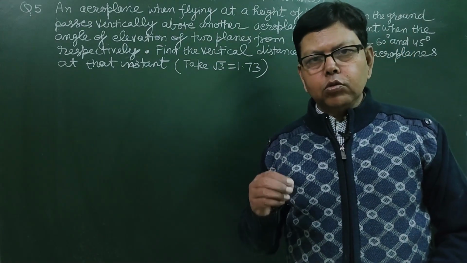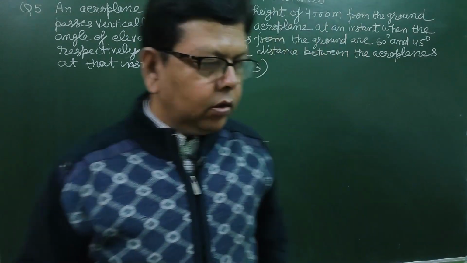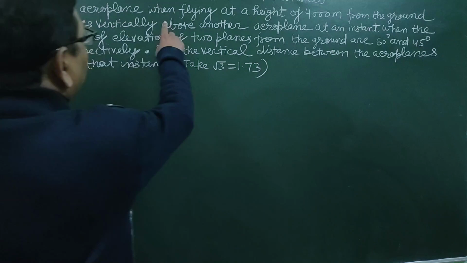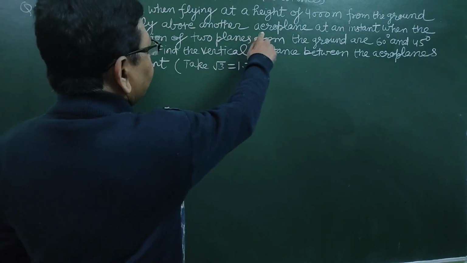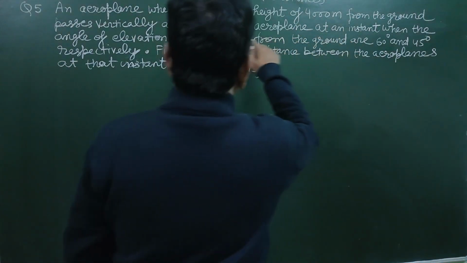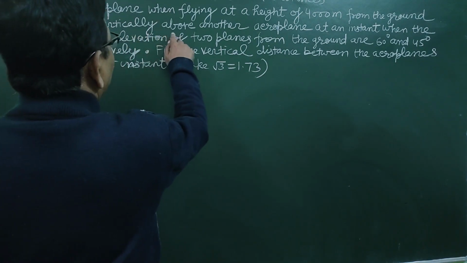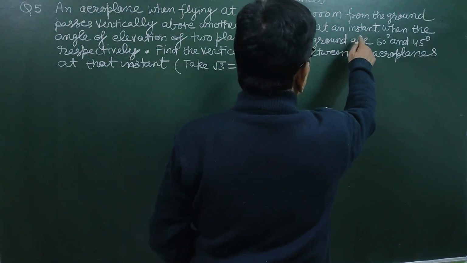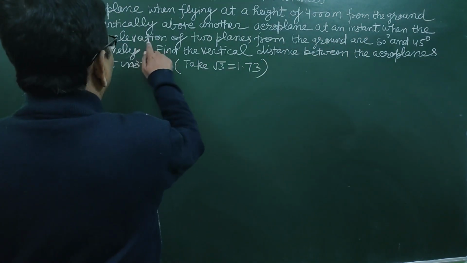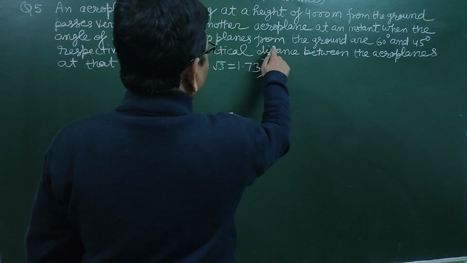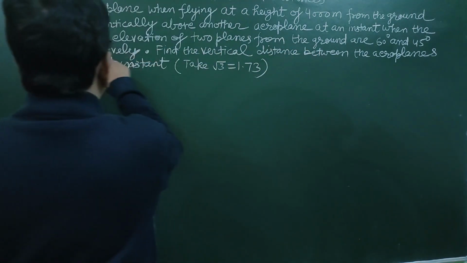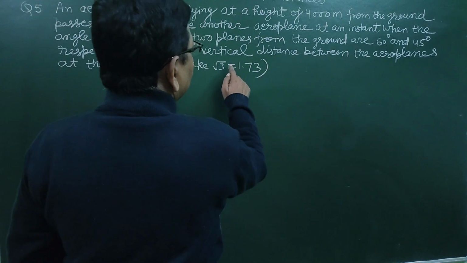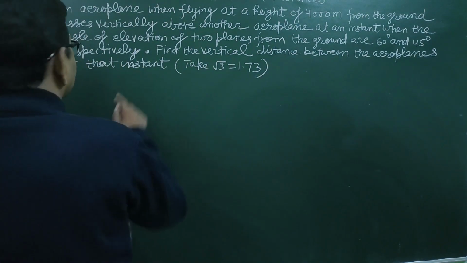Now let us proceed to the next question. Question number 5. An aeroplane, when flying at a height of 4000 meter from the ground, passes vertically above another aeroplane at an instant when the angle of elevation of the two planes from the ground are 60 degree and 45 degree respectively. Find the vertical distance between the aeroplanes at that instant.